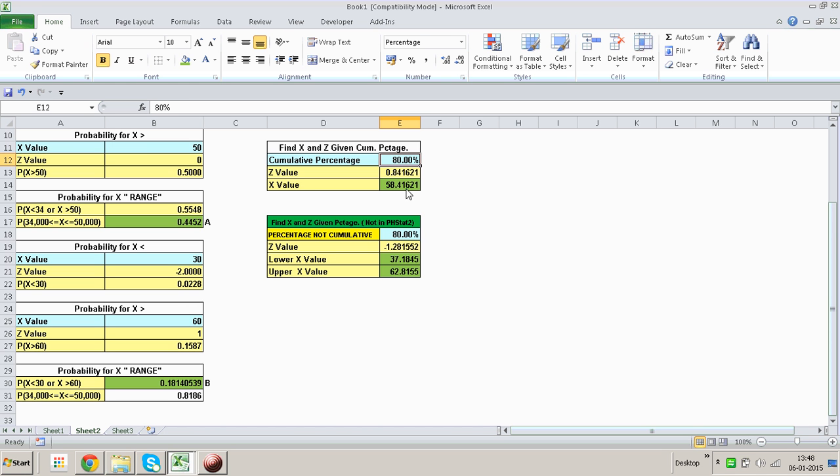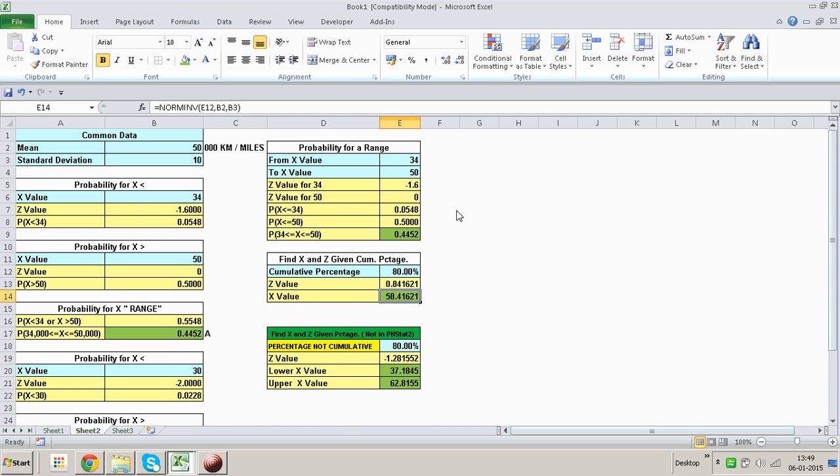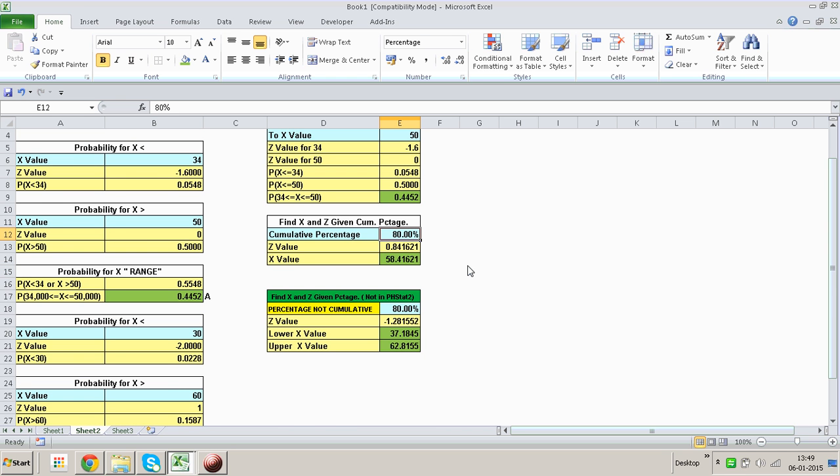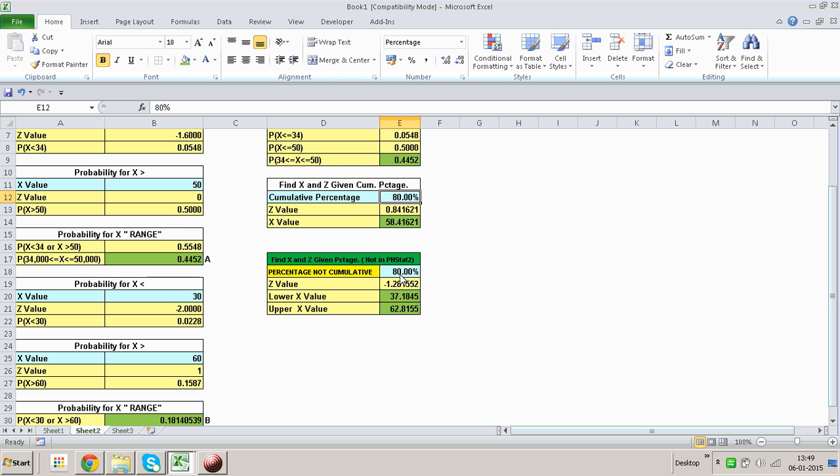So what you get over here is 58.41, that is 58.41 thousand kilometers or miles. 58.41 thousand kilometers or miles will be covered by 80% of the fleet. And presume you again want to know that for this particular 80% of the fleet, what is the lower x value and what is the upper x value.